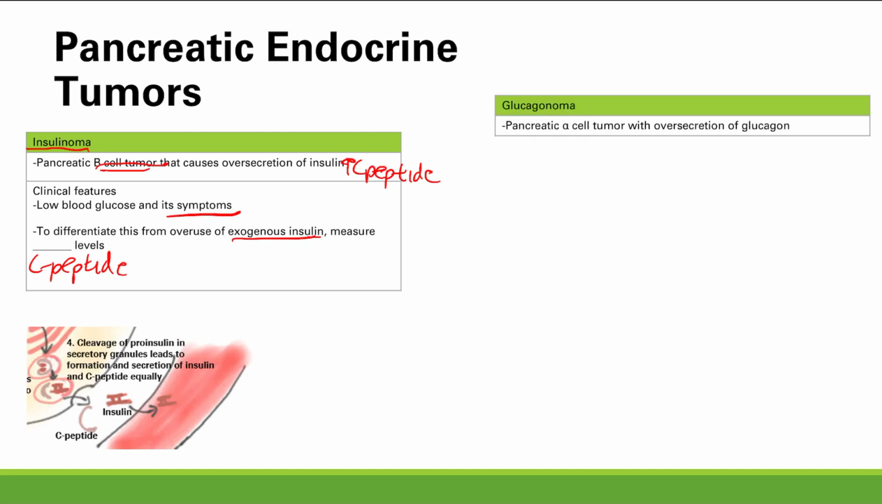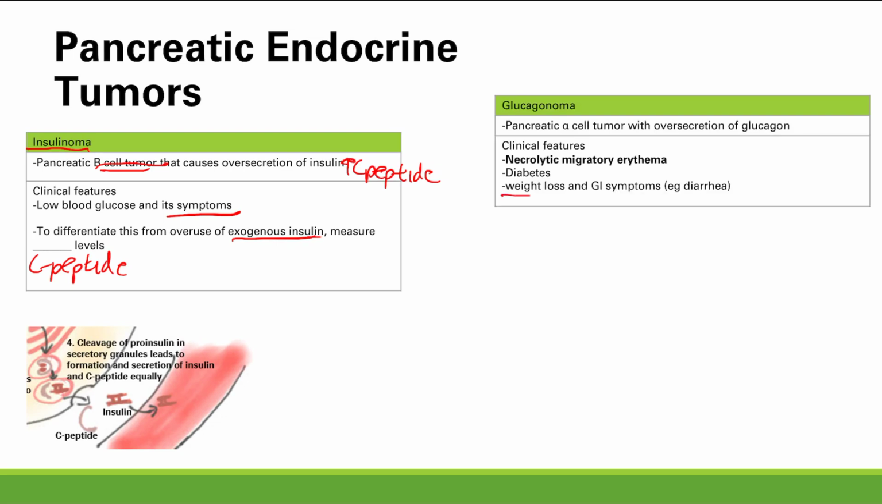Next, we're going to talk about glucagonoma, which is an alpha cell tumor with oversecretion of glucagon. And what happens to blood glucose here? When glucagon increases blood sugar, you get hyperglycemia, you get diabetes. Remember, is glucagon anabolic or catabolic? It increases blood sugar, and to do so, it's catabolic. It breaks down your muscles, it breaks down your lipids, so you get weight loss, you get GI symptoms, such as diarrhea. So that's diabetes, GI symptoms, and weight loss.